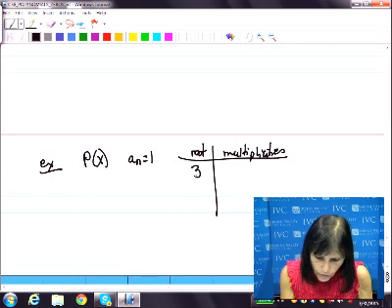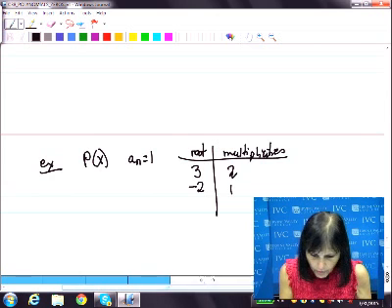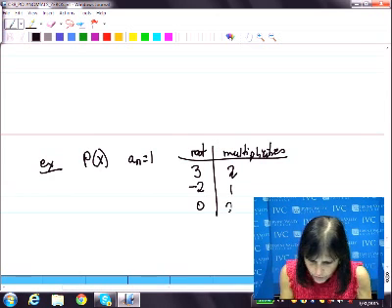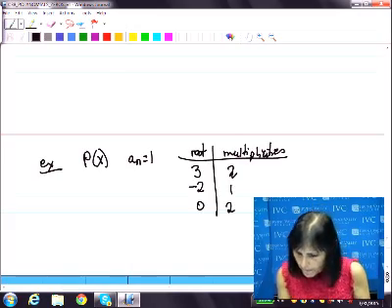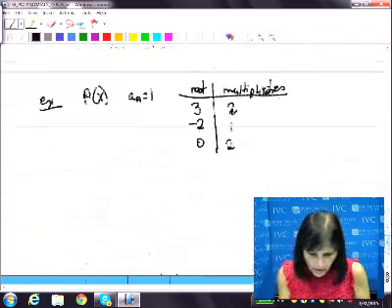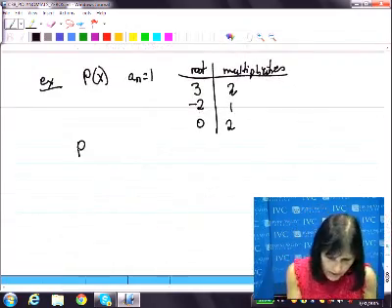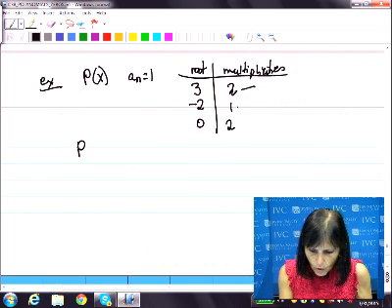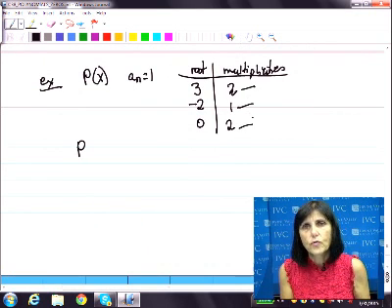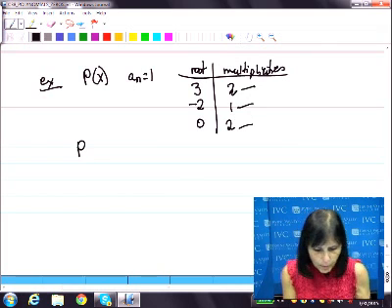I want the root 3 with the multiplicity 2. I want root negative 2 with the multiplicity of 1. I have a root 0 with the multiplicity of 2. Okay? All right. Using the linear factors theorem, I can write this as, so you have 2, 1, 2. 2 plus 2 is 4 plus 1, so that's a 5th degree polynomial.